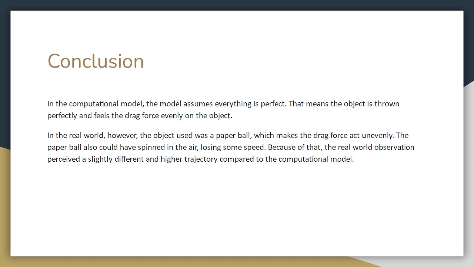Conclusion. In the computational model, the model assumes everything is perfect, which means the object is thrown perfectly and feels the drag force evenly. In the real world, however, the object used was a paper ball, which makes the drag force act unevenly. Also, the paper ball could have spun in the air, which causes it to lose some speed. Because of that, the real world observation showed a slightly different and higher trajectory compared to the computational model.